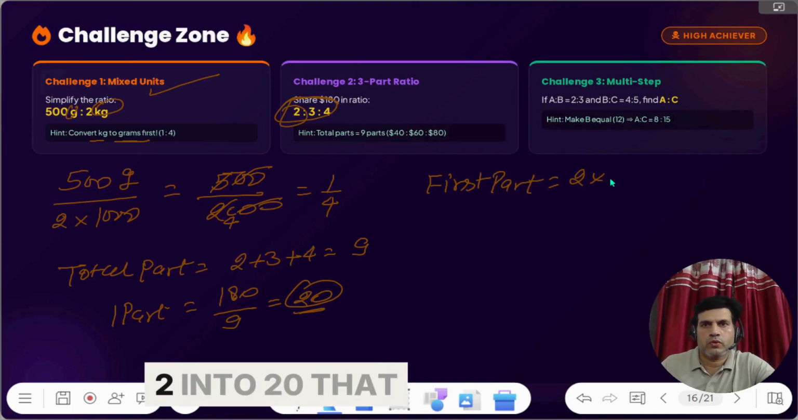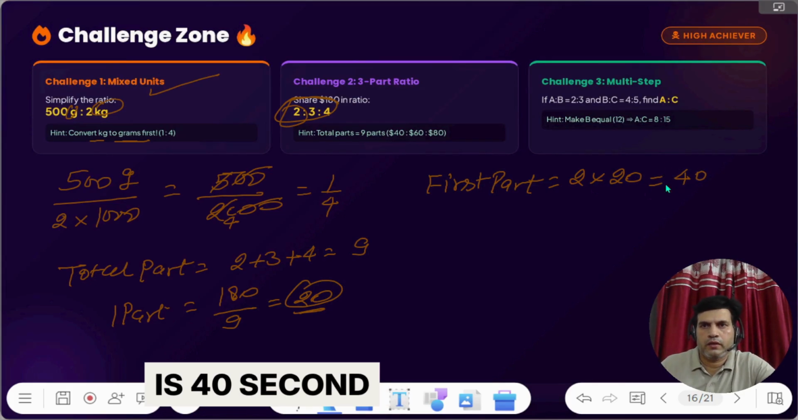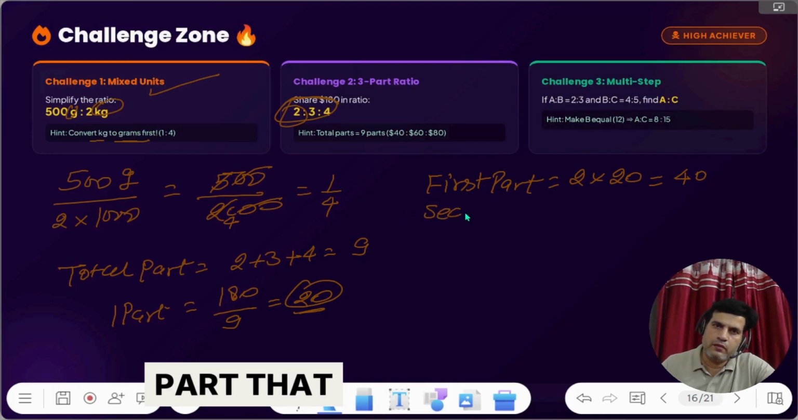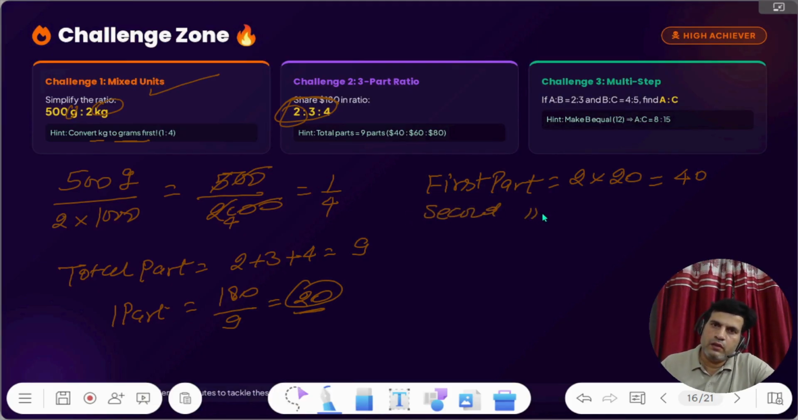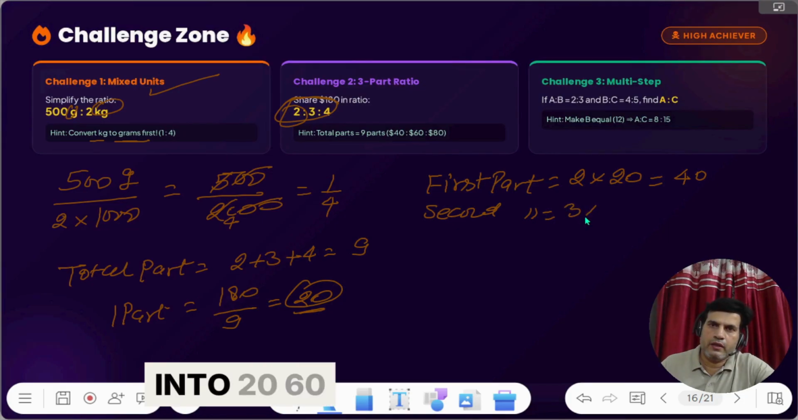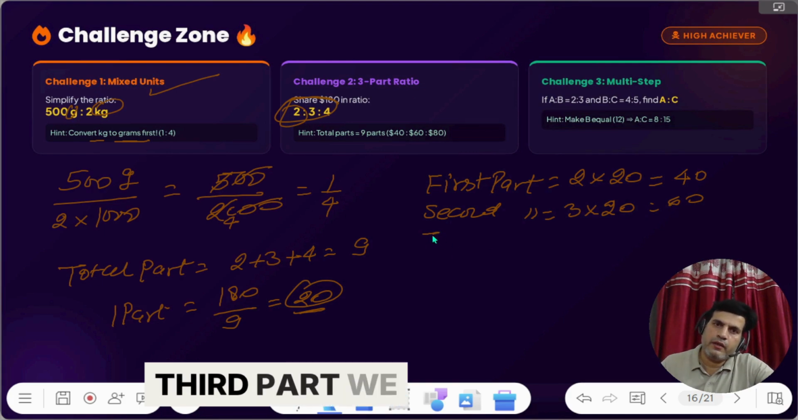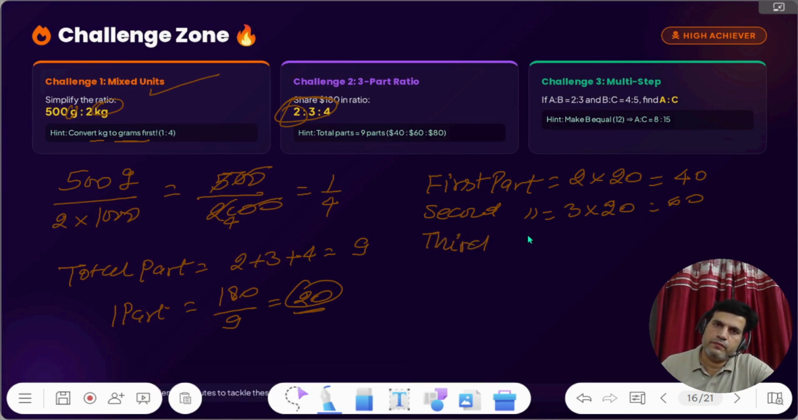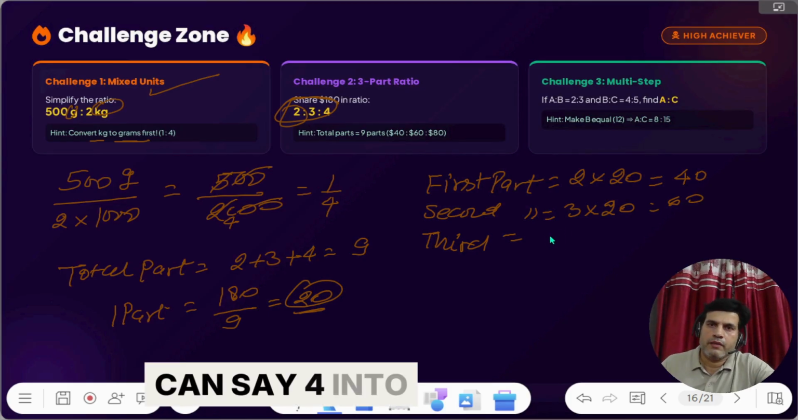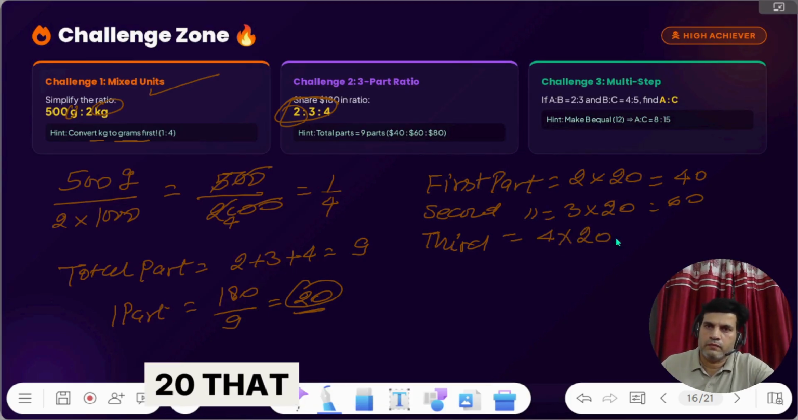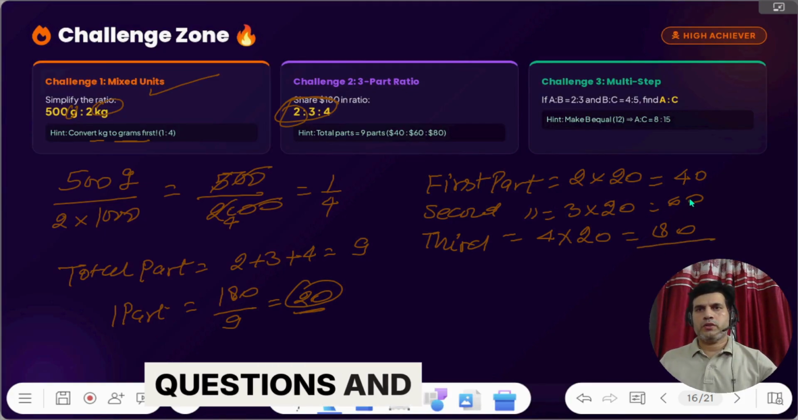First part is 2, so 2 into 20, that is 40. Second part, that is 3 into 20, 60. And third part, we can say 4 into 20, that is 80. I hope you understood these questions.